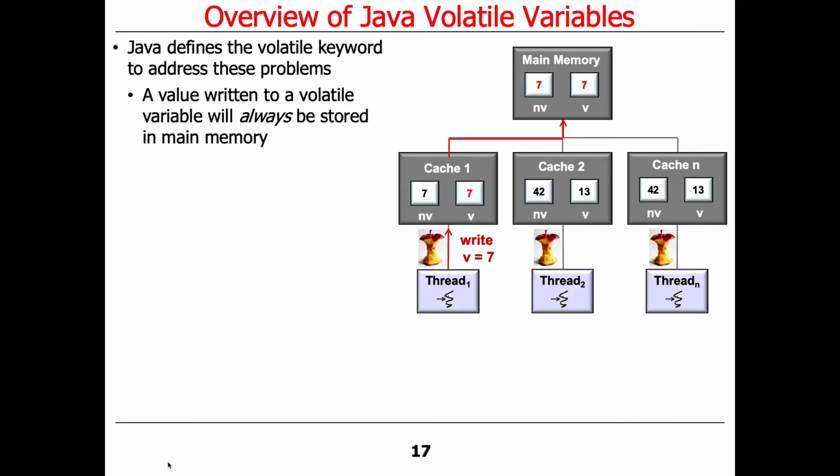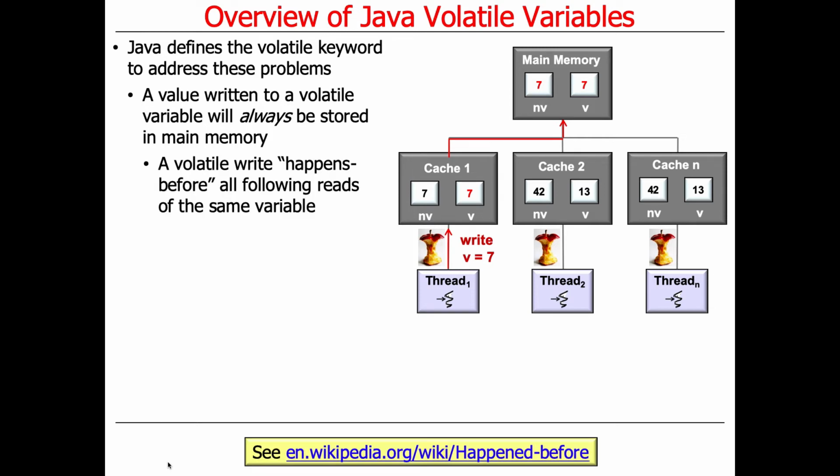What it means in Java is that a value that's written to a volatile variable will always be stored in main memory, and it'll essentially not be stored only in the cache. I mean, it could be updated in the cache, but if you write 7 to a volatile variable, a variable that's qualified with the volatile keyword, then of course it'll update the cache, but it'll also go ahead and update main memory as well.